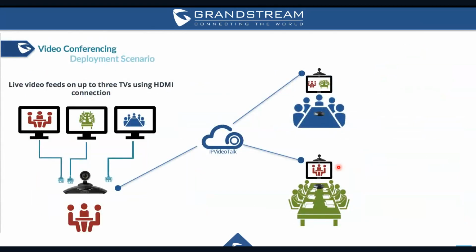Deployment scenarios. Right here is an ideal deployment setup using Grandstream's video conferencing. We can see 3 GVC cameras, one for each site, respectively red, green, and blue, linked with IP Video Talk. When purchased, each has a 1-year free basic IP Video Talk plan, allowing this kind of setup. As you can see, for this GVC 3200, we have 3 outputs that we can utilize.